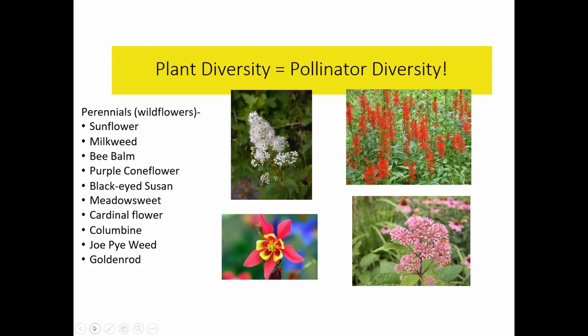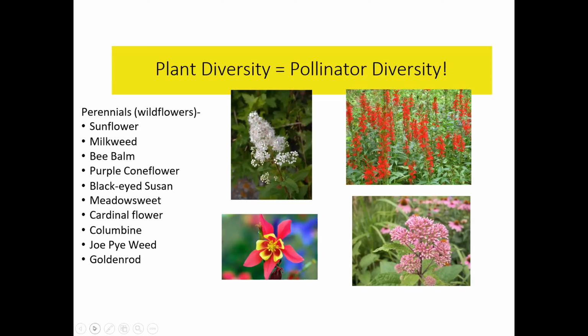Cardinal flower. This is a good plant for wet areas, and it has a different shaped flower. The flowers are long and tubular, so they are going to attract insects with mouth parts that can reach to the bottom of those tubular flowers and get nectar. The same thing goes for columbine. Columbine, you can't see it in this picture, but at the end of the flowers, there are spurs that contain nectar. And then Joe Pye weed is another good one, good for wet areas, gets about 5 feet tall.